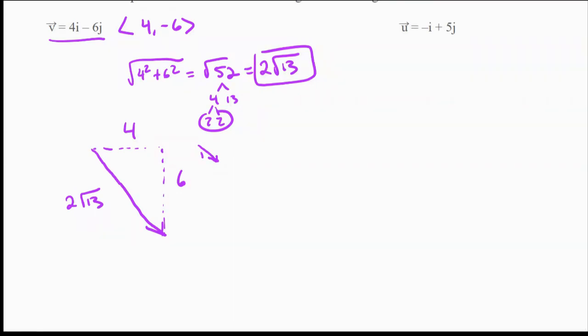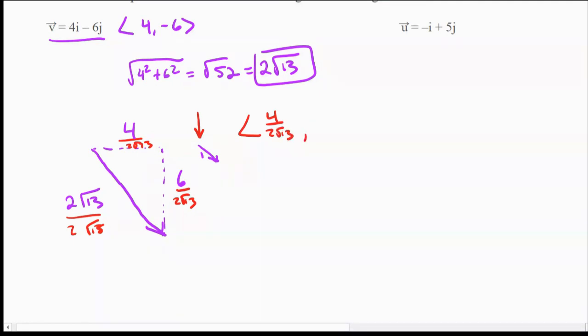Again, I got a little messy here, but remember, we're looking for the unit vector where the magnitude is 1. So really, to keep this all proportional, to keep the same direction, I need to divide everything by the same value, which is going to be 2 root 13. So my components are just going to be 4 over 2 root 13 and negative 6 over 2 root 13. And then I'm just going to simplify this. So 4 over 2 is just 2 over root 13. 6 over 2 is just 3 over root 13.